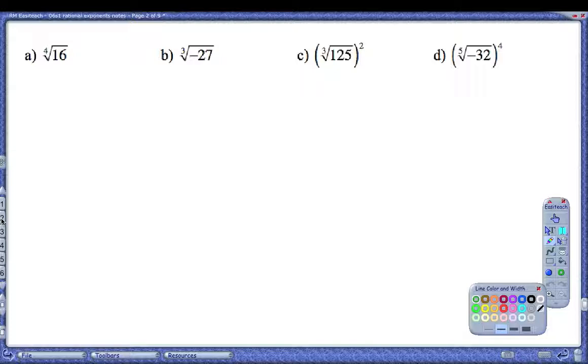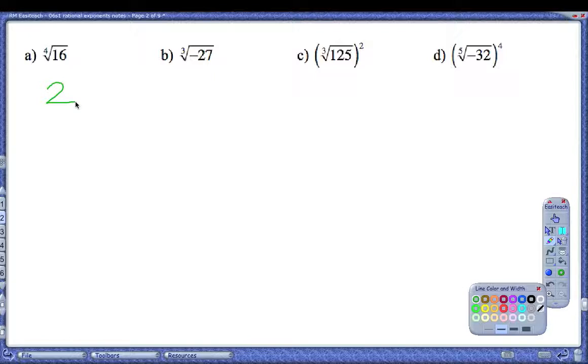So let's just take a look at some examples. So we have the fourth root of 16. So you're asking yourself, what number to the fourth power equals 16? Okay, hopefully you figured out that it is 2. 2 to the fourth power is 16. If you're not sure, these are a little bit awkward at first because we're not used to doing these kind of roots. Just try a number and see if it works until you find the one that does.